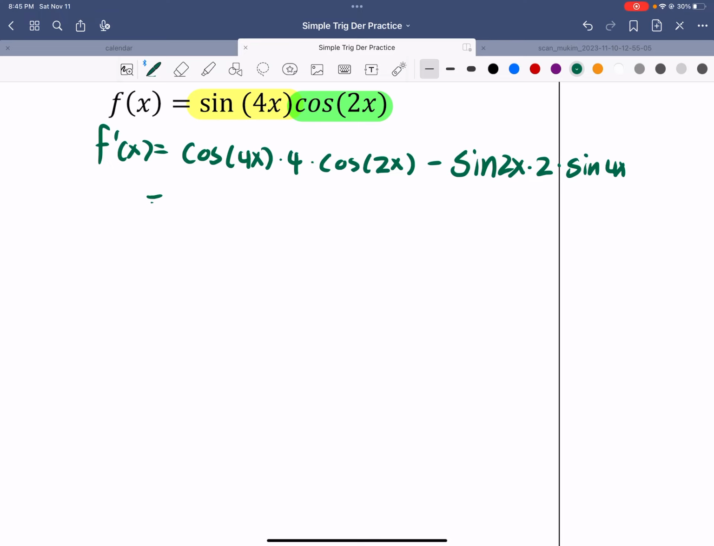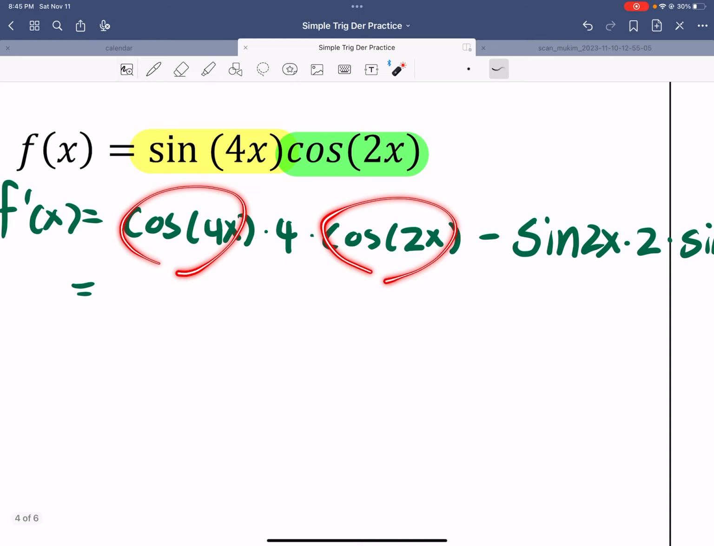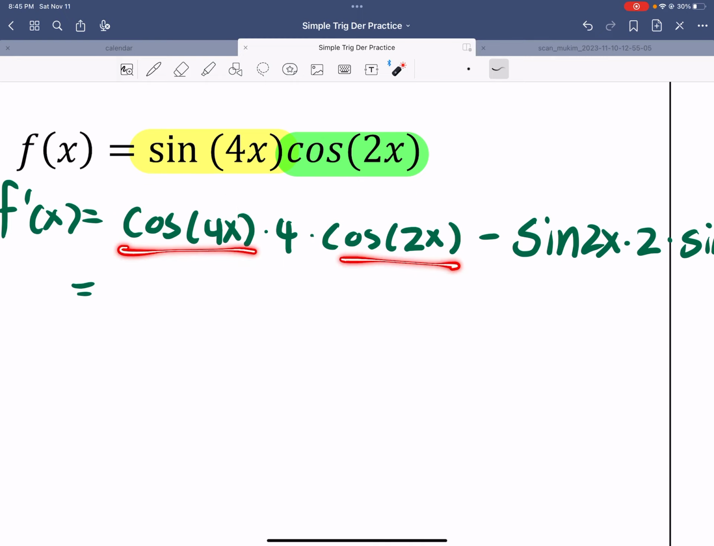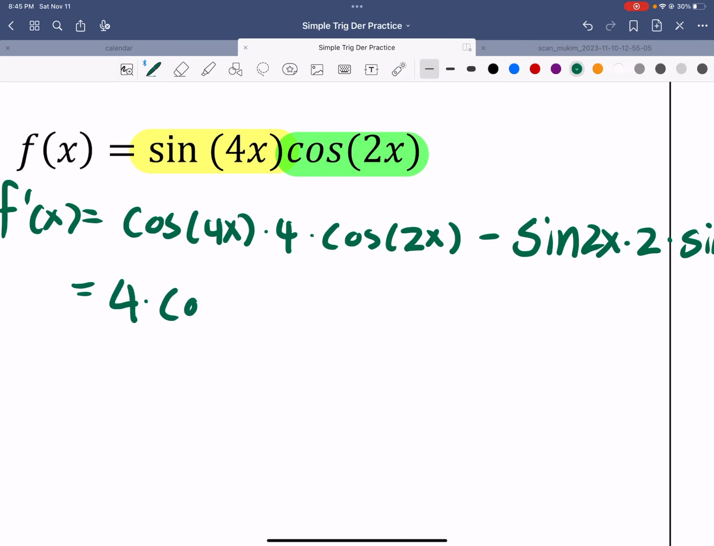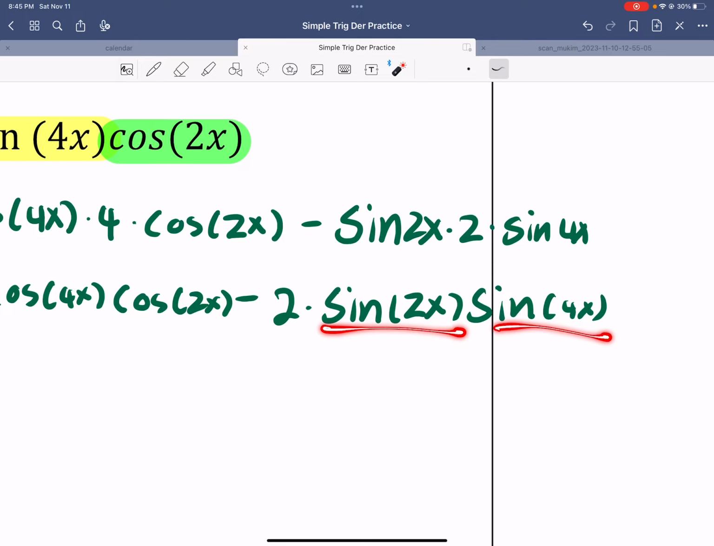Now, when you're trying to simplify, here's the thing, guys. Do you see this cosine 4x and cosine 2x? You cannot combine these two because the numbers inside are different. So what you really have to write is 4 times cosine 4x cosine 2x minus, same thing here, 2 times sine 2x sine 4x. I mean, this order does not really matter, okay?